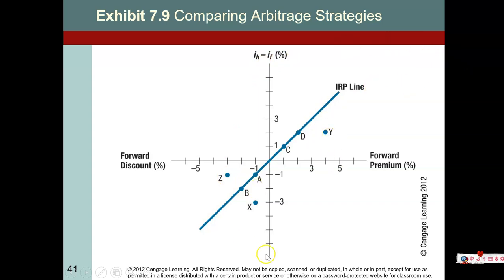Okay, so for anything below the line, for example, X and Y, P is larger than the interest rate differential. For any point above the line, such as point Z, the forward premium is smaller than the interest rate differential.